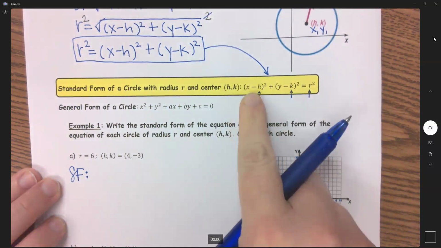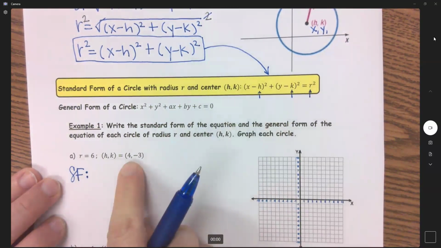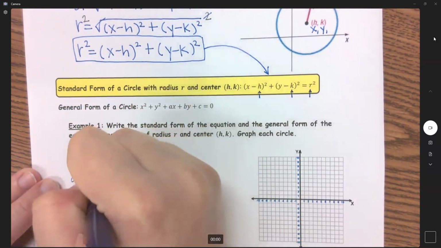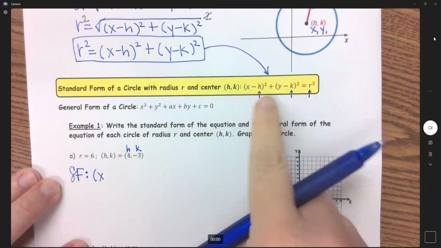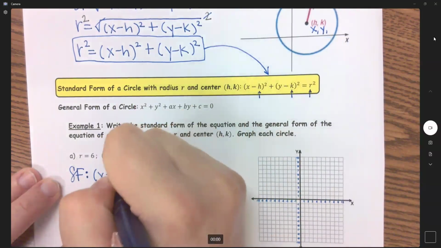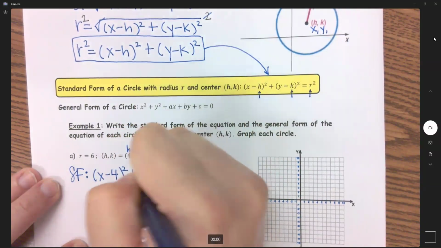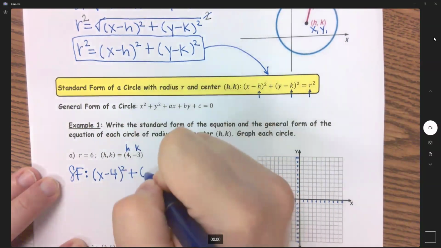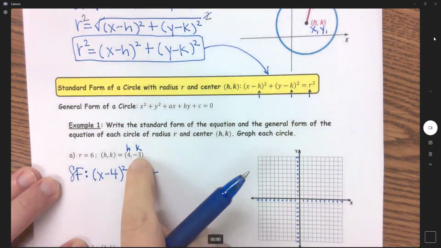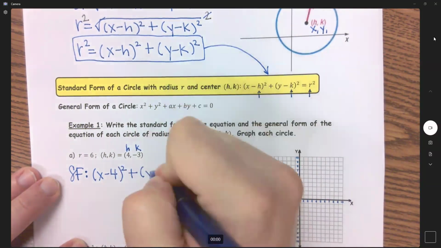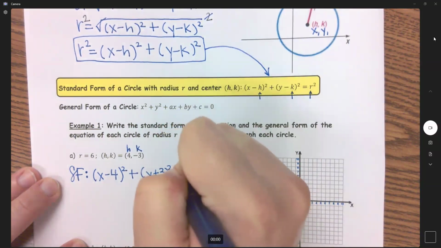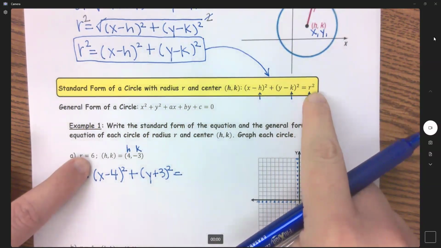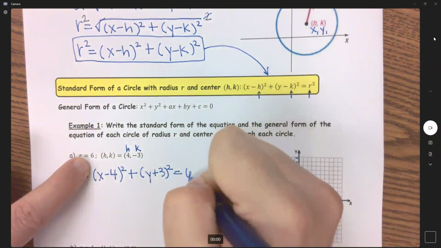I have x minus h. My (h, k) is (4, -3). So here's my h and here's my k. So we have x minus h squared plus y minus k squared. So y minus, if my k is negative, minus a -3 turns that into a +3. And then it equals my radius squared. My radius here is 6, so equals 6 squared.